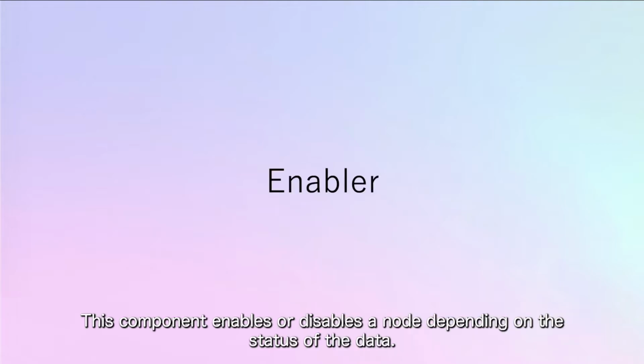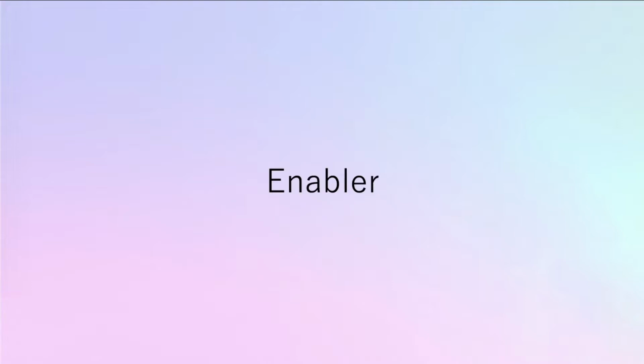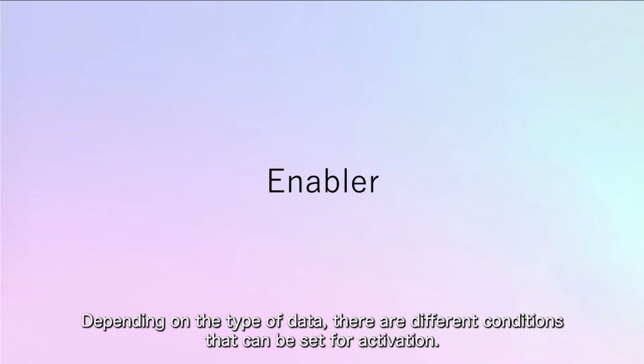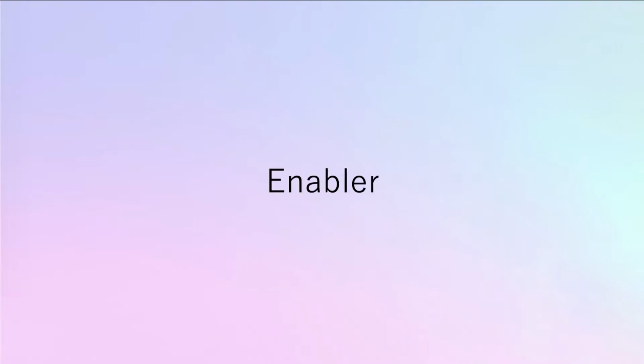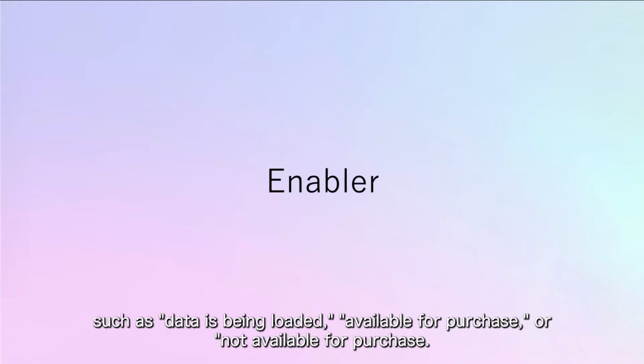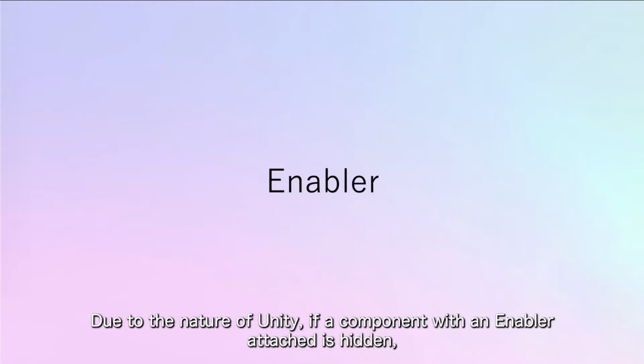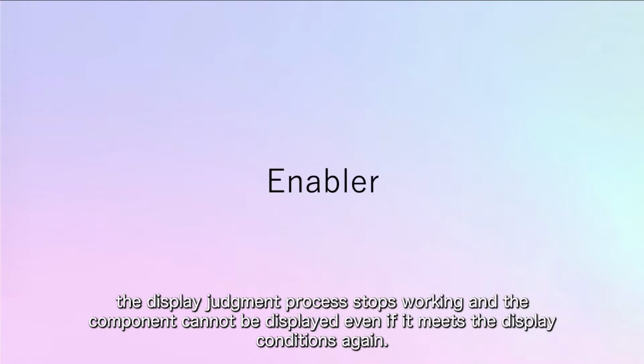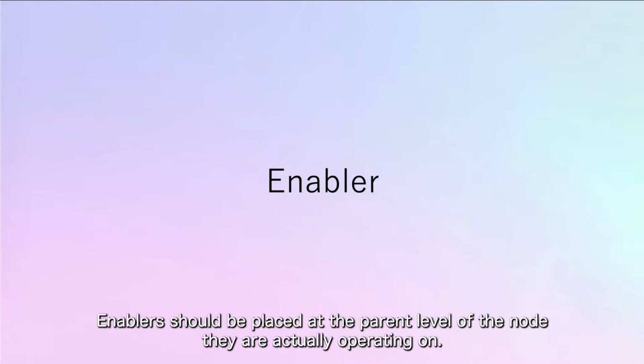This component enables or disables a node depending on the status of the data. Depending on the type of data, there are different conditions that can be set for activation. For example, for GS2 Showcase Display Item, you can control whether to display or not based on conditions such as data is being loaded, available for purchase, or not available for purchase. Due to the nature of Unity, if a component with an enabler attached is hidden, the display judgment process stops working and the component cannot be displayed even if it meets the display conditions again. Enablers should be placed at the parent level of the node they are actually operating on.